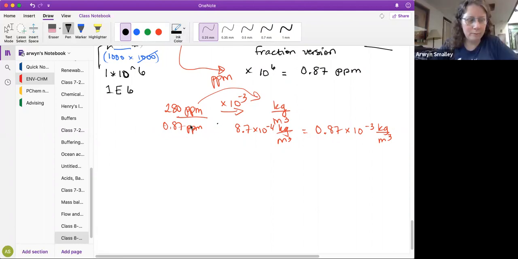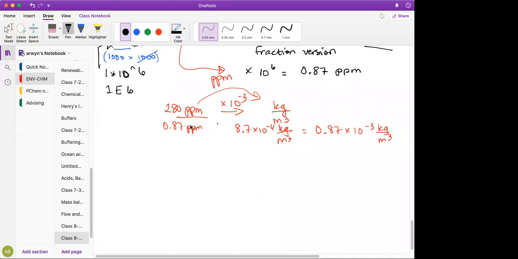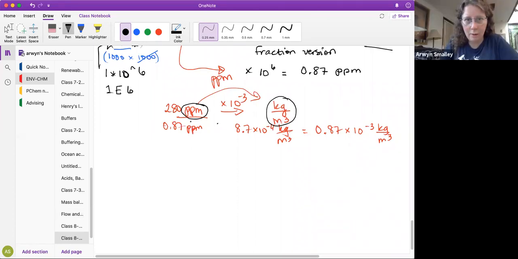No problem. So it would literally just be whatever your parts per million is times 10 to the negative 3, and that would get you whatever your kilograms per meters cubed would be. Yes, it just happens to work out that way. And this is not a ratio.